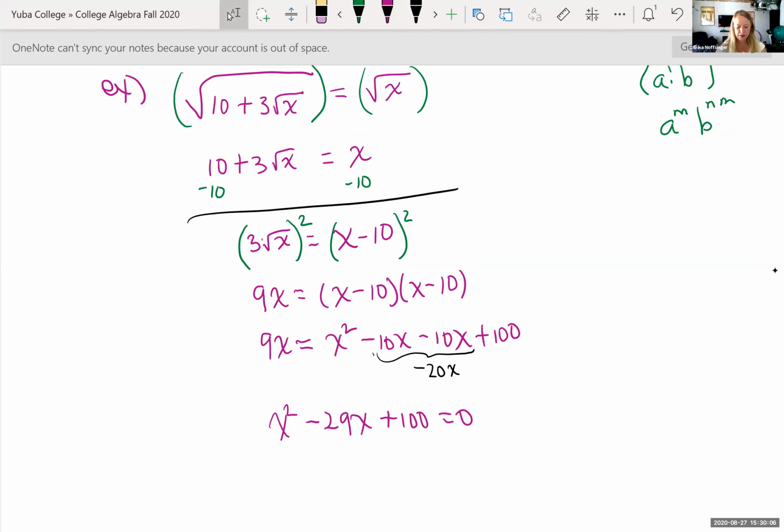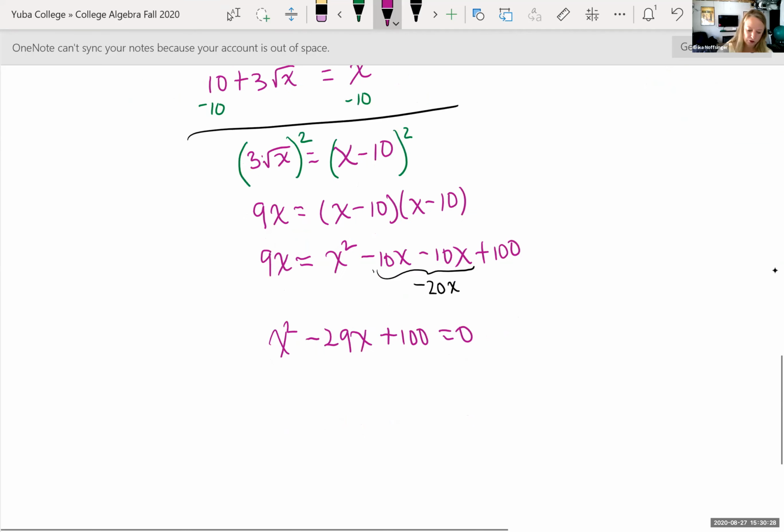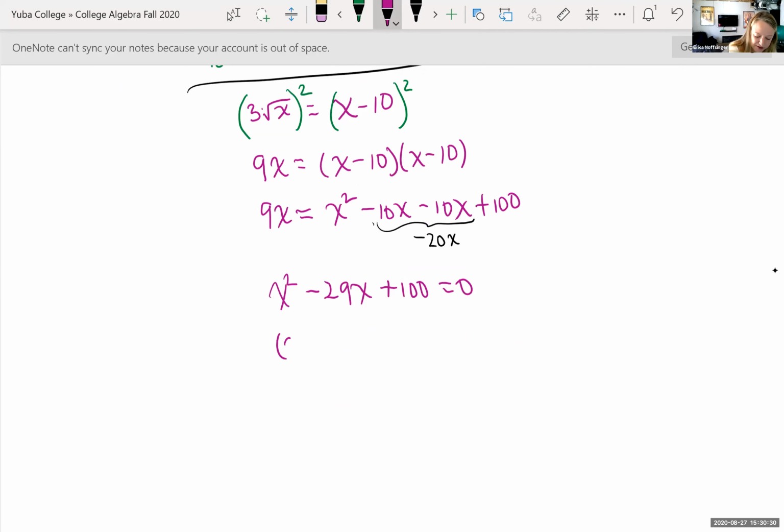So I'm looking for two numbers I can multiply to give me positive 100, but add to give me a negative 29. And I can do that because my coefficient in front is 1. So 25 times 4 is 100, but if I have them both negative, when I add them, I get negative 29. So I'm going to do negative 4 and negative 25. So I'd have x minus 4, x minus 25 is equal to 0.